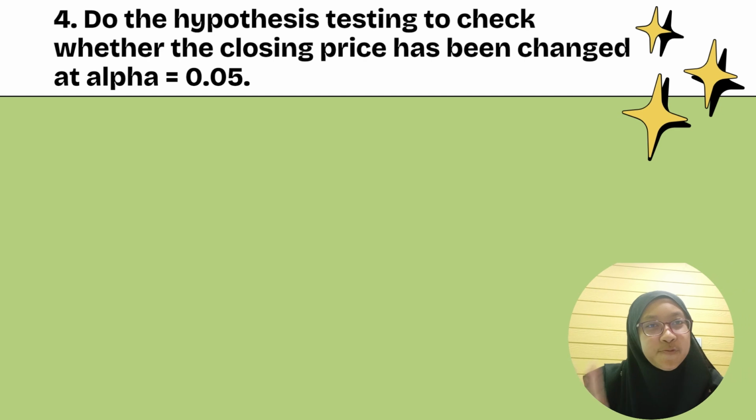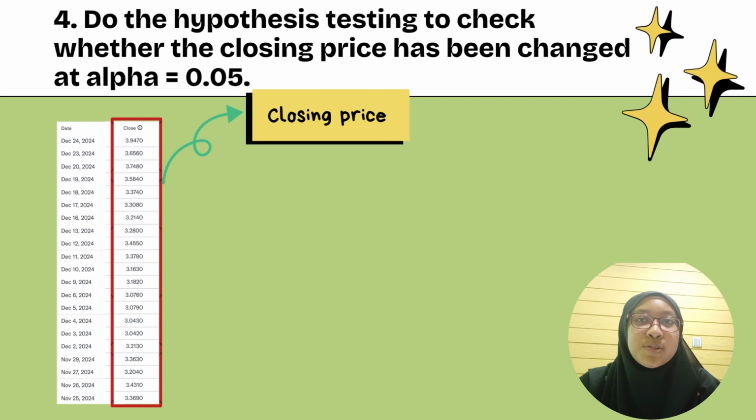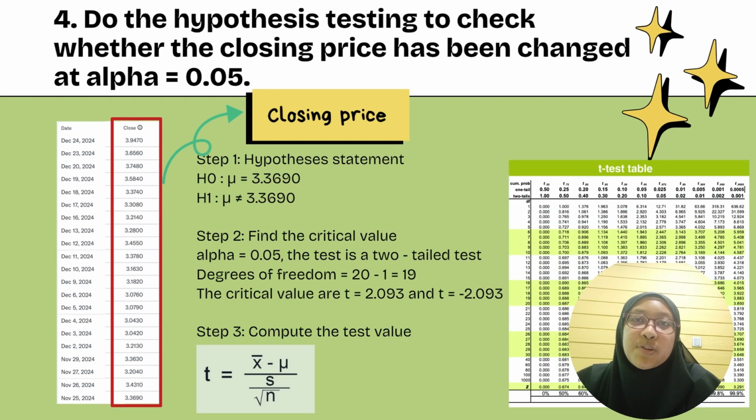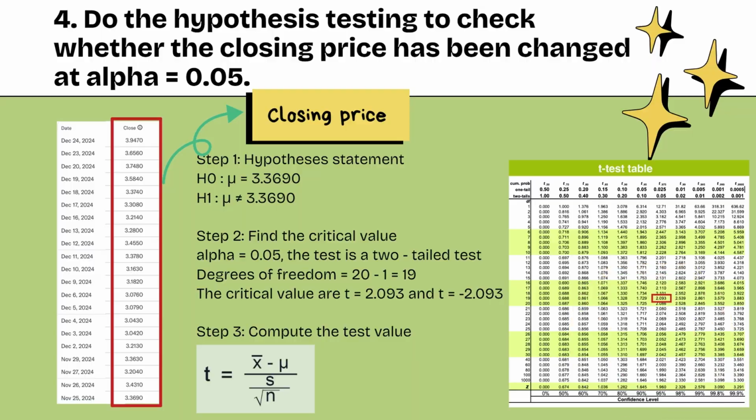Okay, next for question number 4. Do the hypothesis testing to check whether the closing prices have changed at alpha equal to 0.05. So for step 1, we do the hypothesis statement. H0: mu equal to 3.3690 and H1: mu not equal to 3.3690. Next, step 2, we find the critical value. The alpha given is 0.05, so the test is a two-tailed test, and the degree of freedom is 90. So the critical values are t equal to 2.093 and negative 2.093. We can find the critical value in the t-test table.